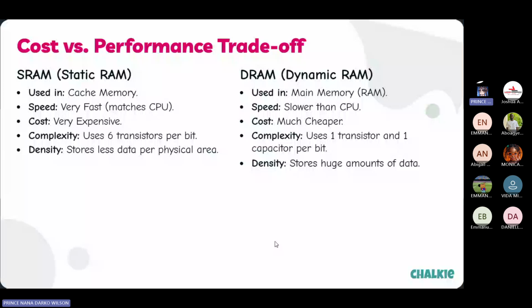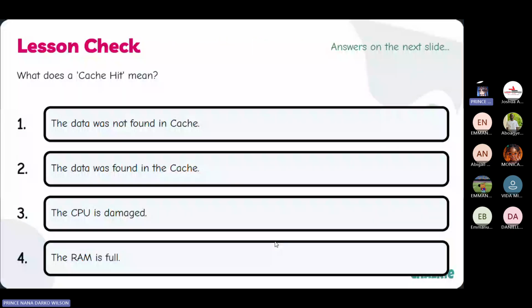So what does a cache hit mean? Now people, let's kill this one. It's a simple one. Data was not found in cache. Data was found in cache. CPU is damaged. RAM is full. What does a hit mean? Data was found in cache. Excellent.